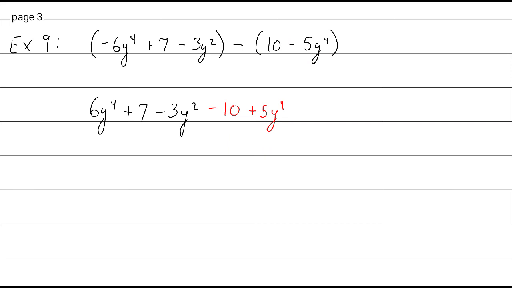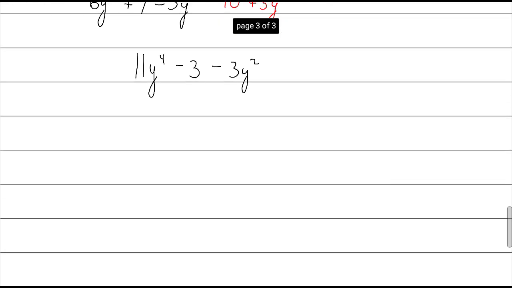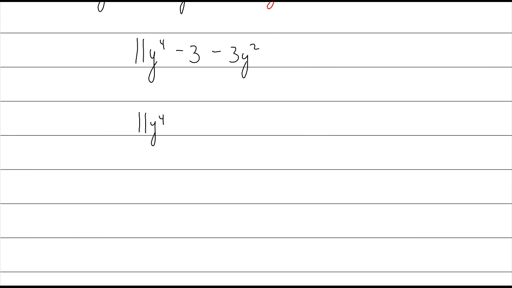Okay, so like terms. 6y to the fourth plus 5y to the fourth is 11y to the fourth. Positive 7, oh yep, there is another constant. Minus 10, 7 minus 10 is negative 3. Negative 3y squared, there's nothing to pair that up with, so it's just going to stay there as minus 3y squared. Again, I'm trying to get in the habit of writing these in descending order, so I'm going to rewrite this as 11y to the fourth minus 3y squared minus 3. Just move that one here and that one there.